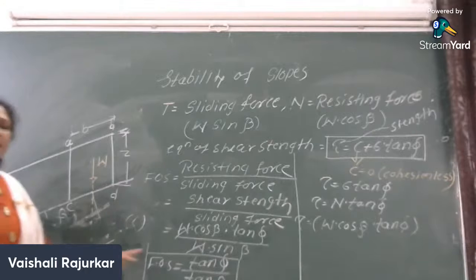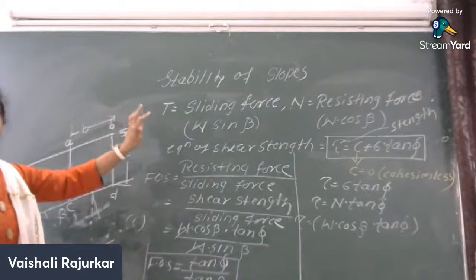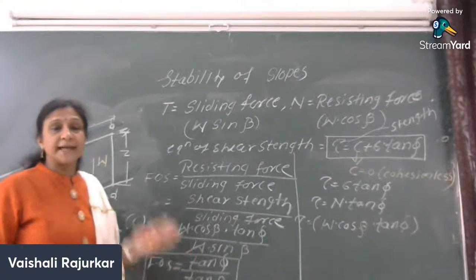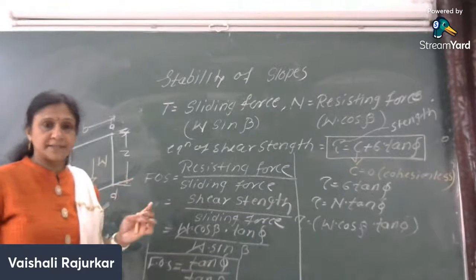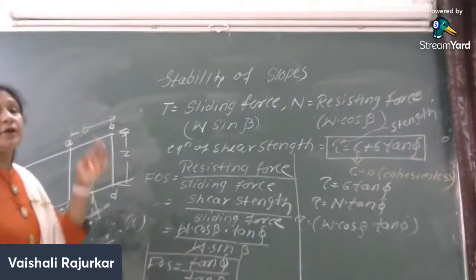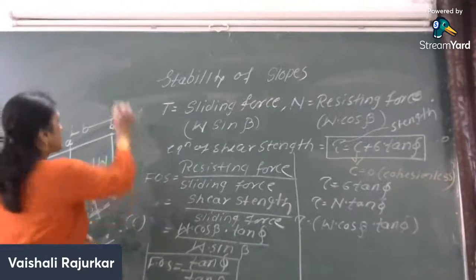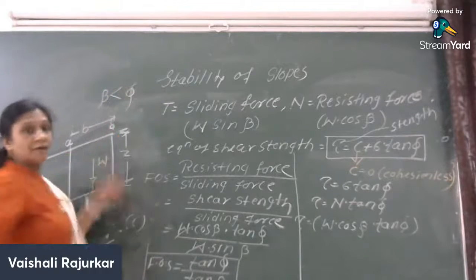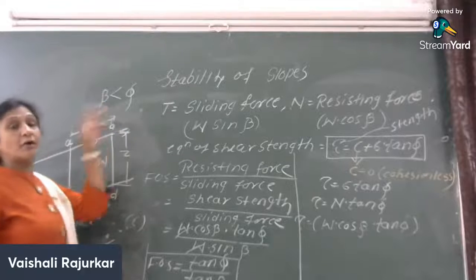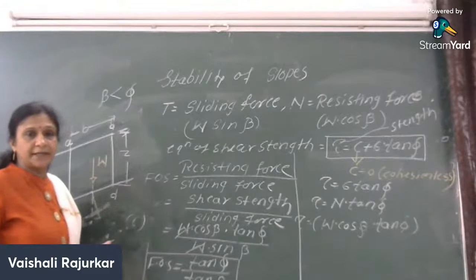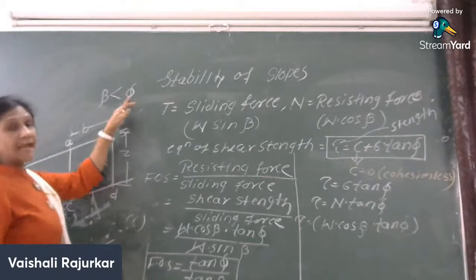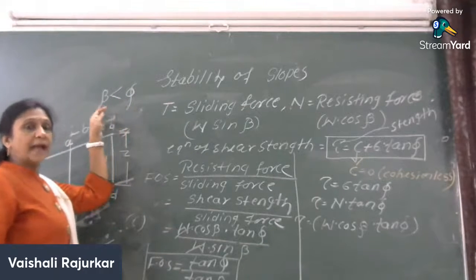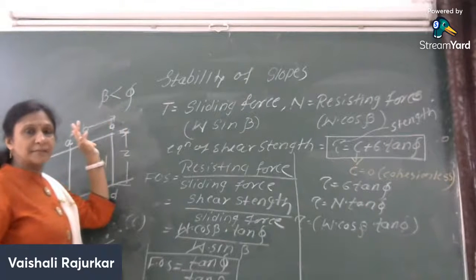Now here, the factor of safety in cohesionless soil will be tan phi upon tan beta. What is phi? Phi is the angle of shearing resistance and beta is the angle of slope. And always remember that when beta is less than phi, your slope is always in a stable condition, because this angle of repose has a greater value than the actual slope. In that case, it will be a stable slope.